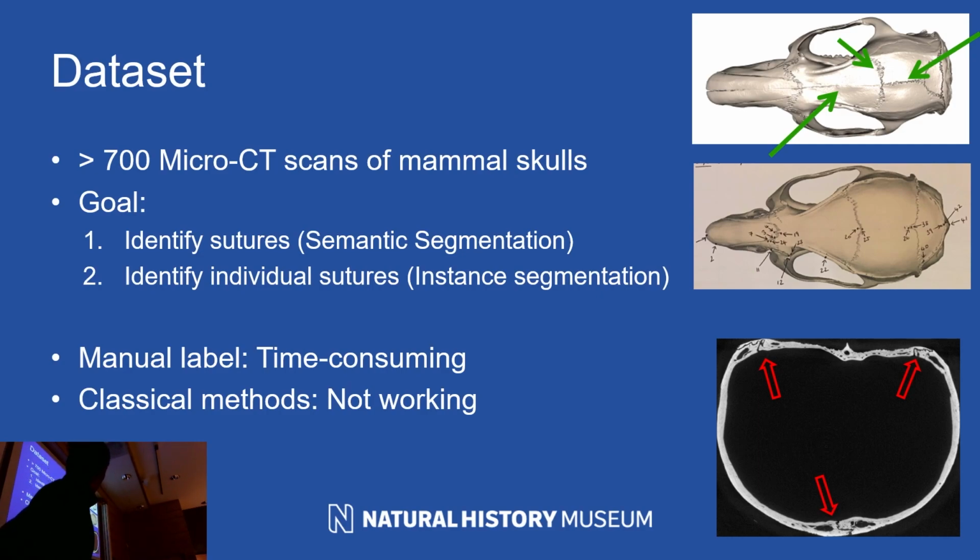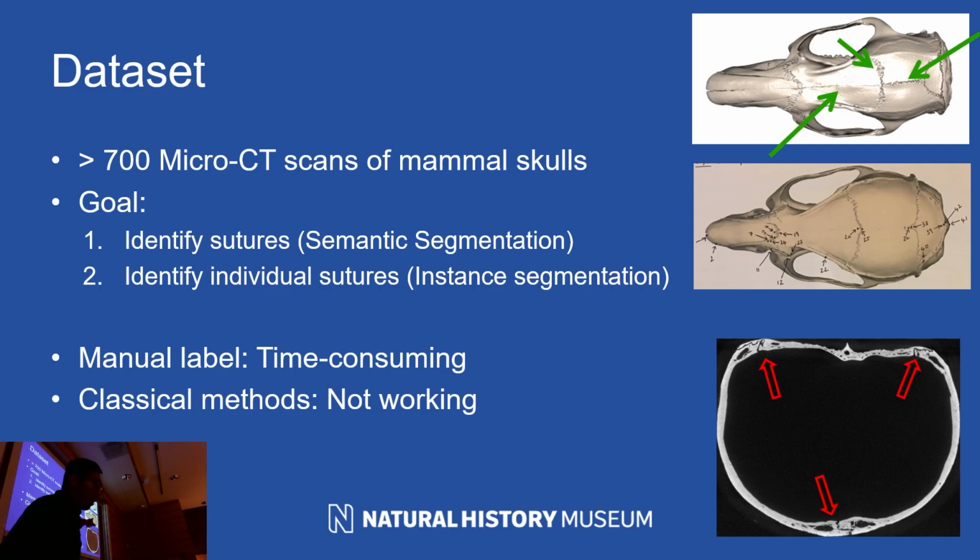And the second, the next step, is to try to identify individual sutures, because there are more than 40 sutures, I think, in a mammal skull. And then hopefully, at the end of this project, we can identify them individually and understand them in more detail. But of course, manual labeling is time consuming.